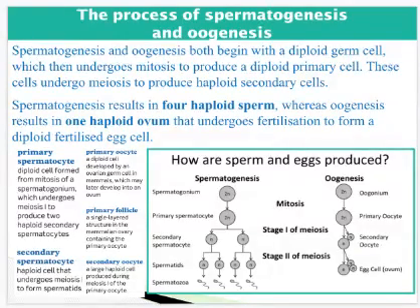So looking at the process of spermatogenesis and oogenesis, how are sperm and eggs produced? Well, both of them begin with a diploid germ cell, so 2N, and we can see that in this diagram here, spermatogonium, 2N, oogonium, 2N. So we have a diploid primary cell. These cells then undergo meiosis to produce haploid secondary cells down here, okay? And spermatogenesis results in 4 haploid sperm, whereas oogenesis results in 1 haploid ovum or egg that undergoes fertilization, maybe or maybe not, to form a diploid fertilized egg cell.